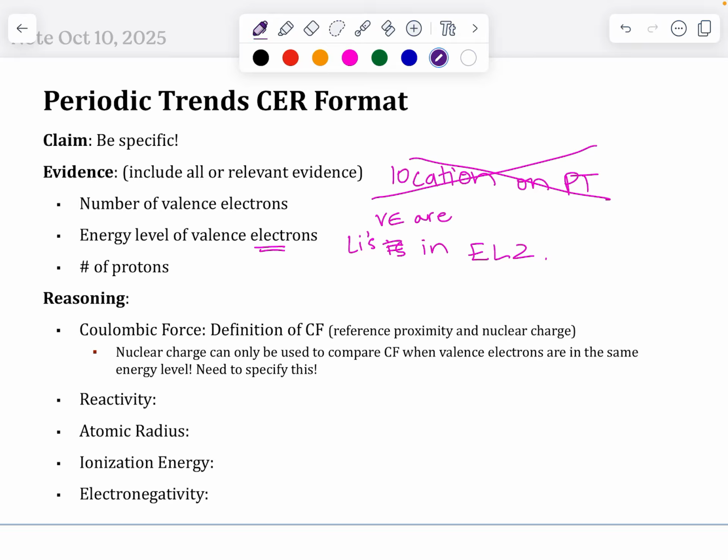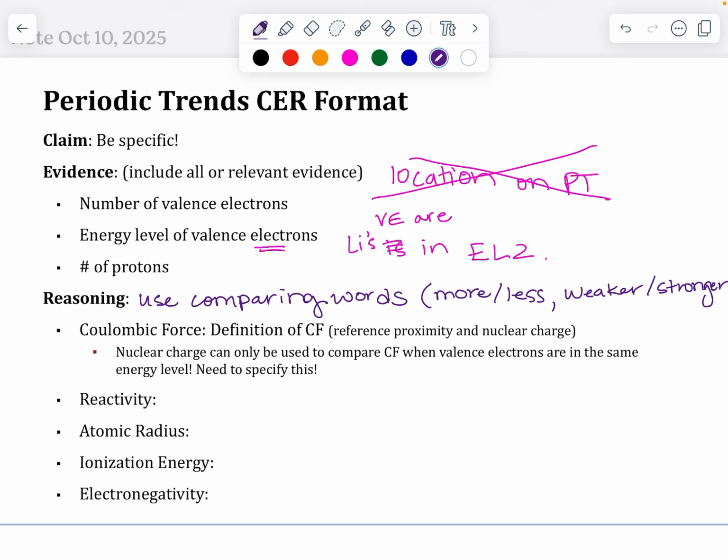Once we get to our reasoning, this is when you're going to use comparing words, because you don't need to restate your evidence. We're going to use these comparing words so we can say that there are more or fewer protons. We can say that the coulombic force is weaker or stronger, or maybe the nuclear charge is weaker or stronger. We can say that the valence electrons are closer or farther from the nucleus. You don't need to restate all of your information because I already have your evidence. So we're going to be comparing the two elements that our claim is addressing.